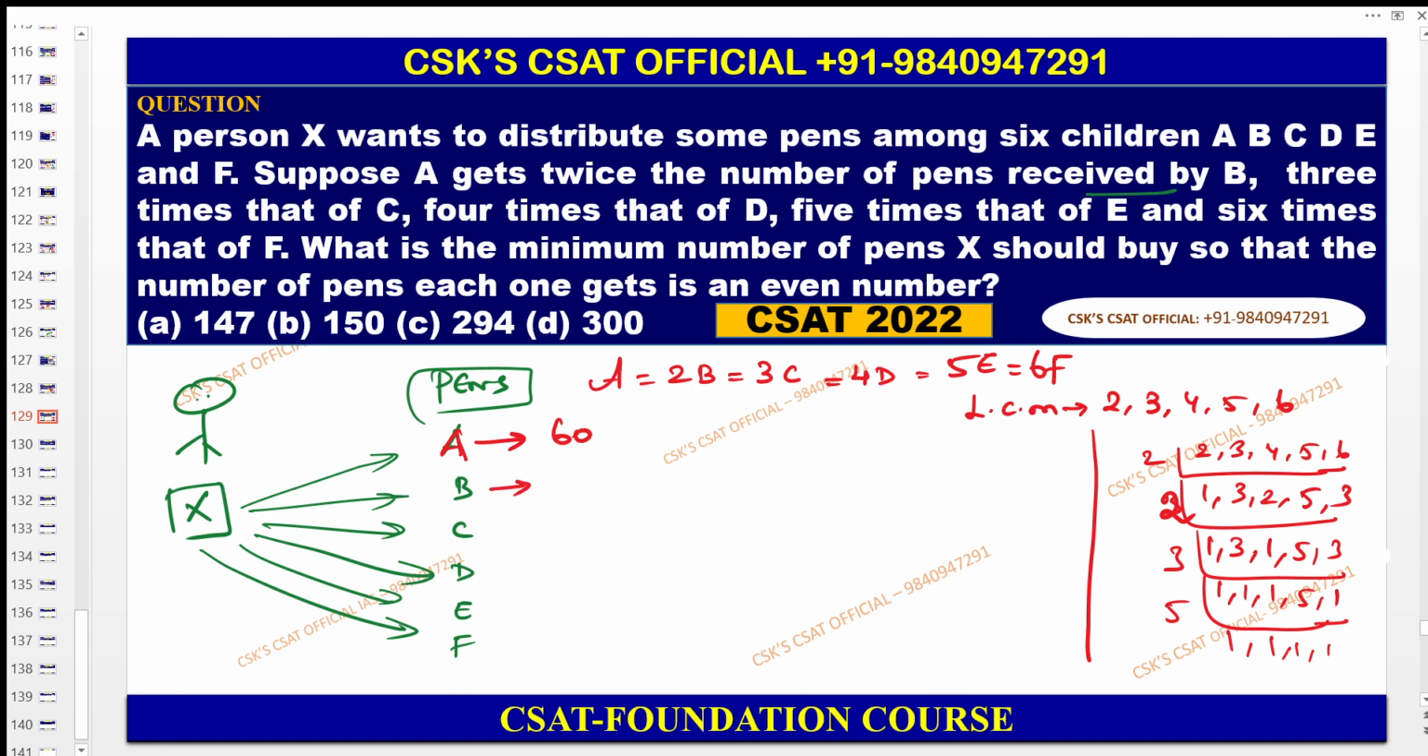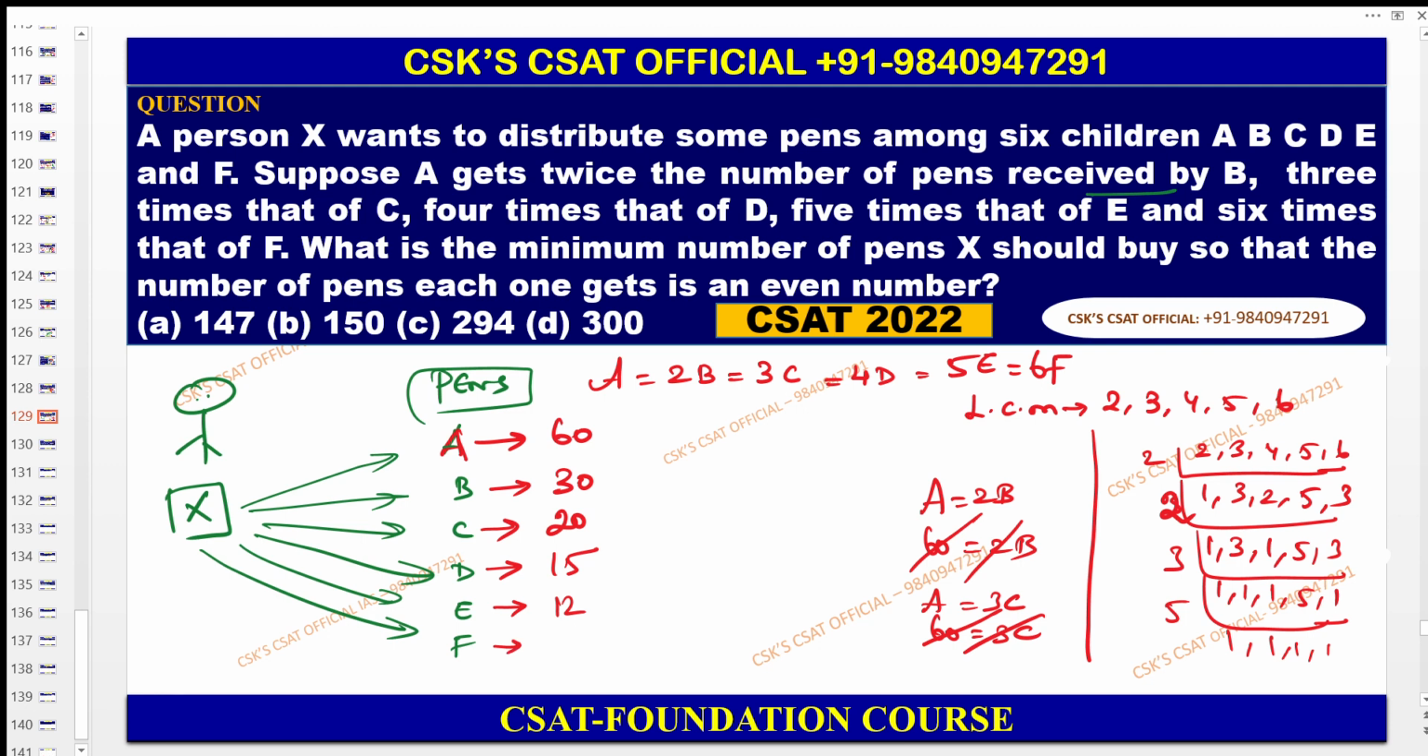Then B gets, listen very carefully. A is equal to 2B, right? If A is equal to 60, then B is equal to 30. Now A is equal to 3C, right? So 60 is equal to 3C means he gets 20. Like this, for 4 you divide 60 by 4, 15. Then 12 when you divide 60 by 5. 60 divided by 6 you will get 10. That's it. Now read the constraint here.